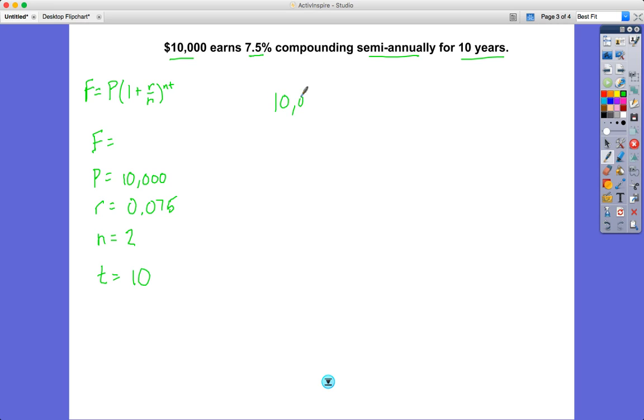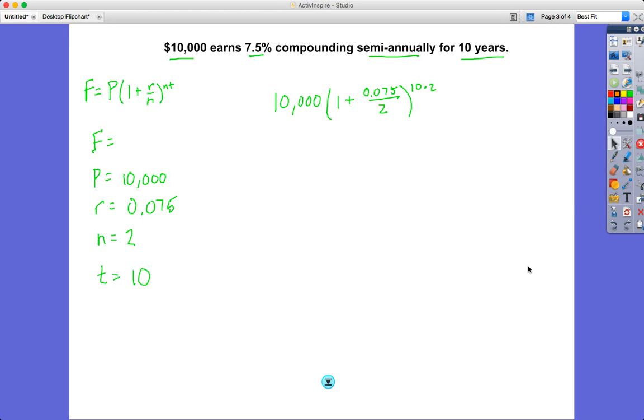So 10,000. It grows at 7.5%. So 1 is the 100%, 0.075. It's happening twice a year, so we have to split it into 2. And then it happens for 10 years, but it happens twice a year, so I multiply that by 2. Okay, so you could rewrite this if you wanted, but you really don't have to.